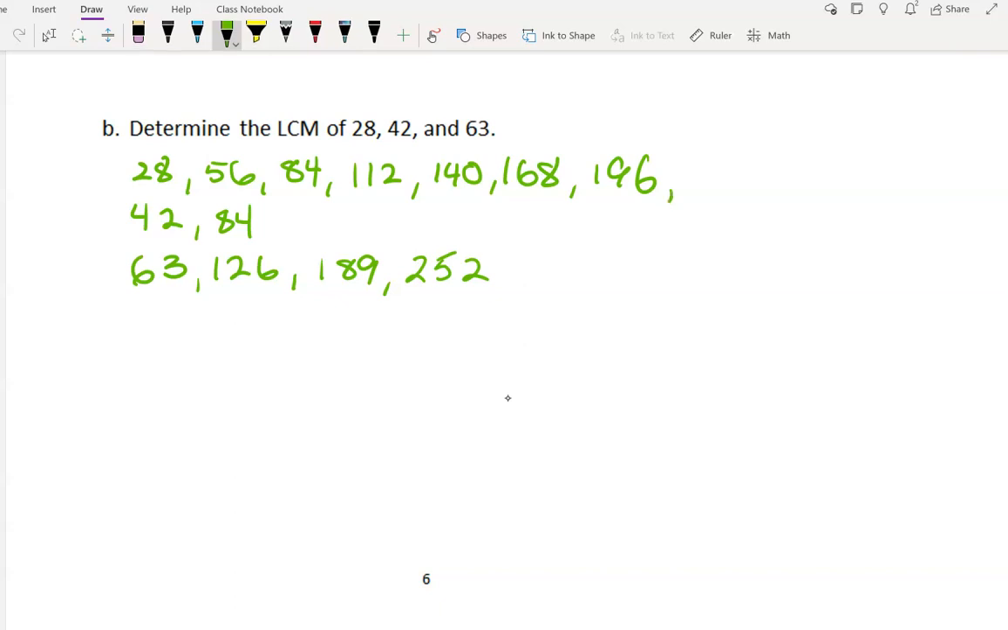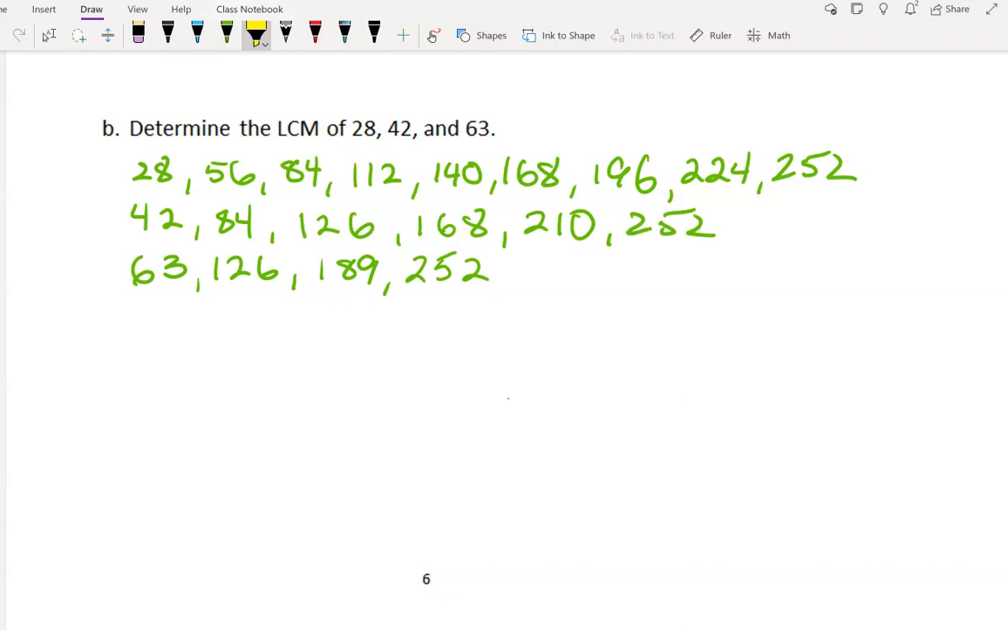Let's see if that works for 28. So we'd have 224, 252. This looks promising. Let's add 42. 126. 168. Lots in common here, just not common to all three. Okay, 210, and there it is, 252. There's our least common multiple.